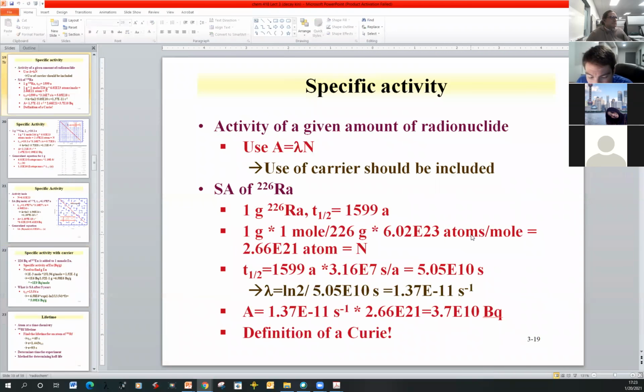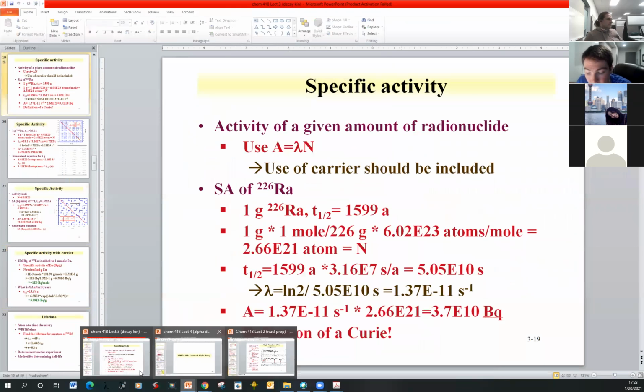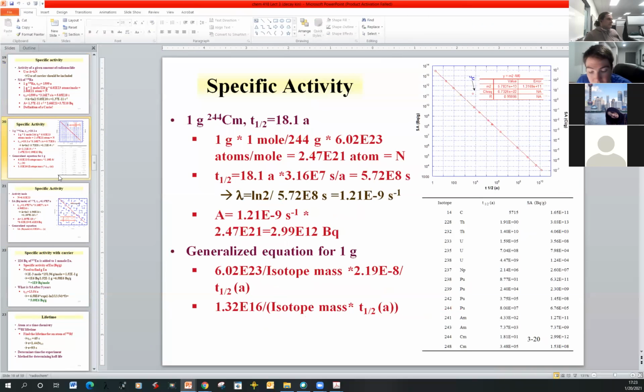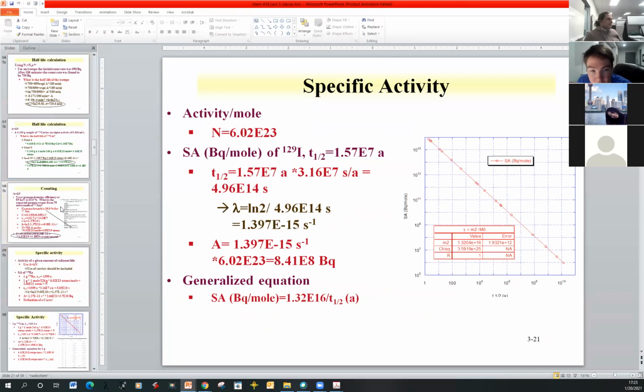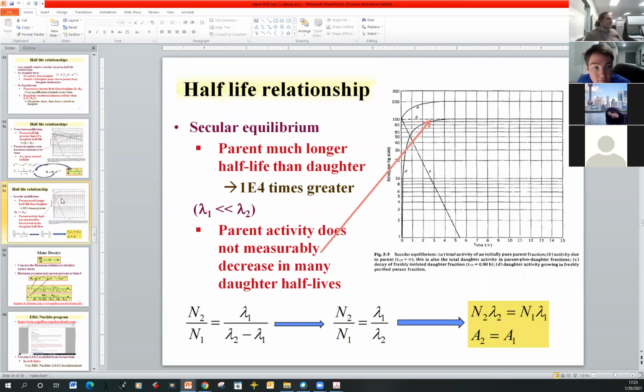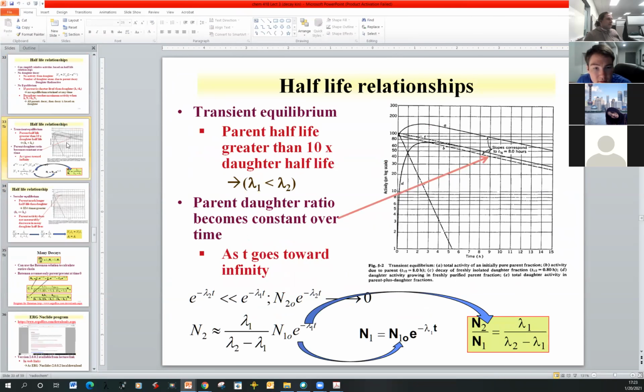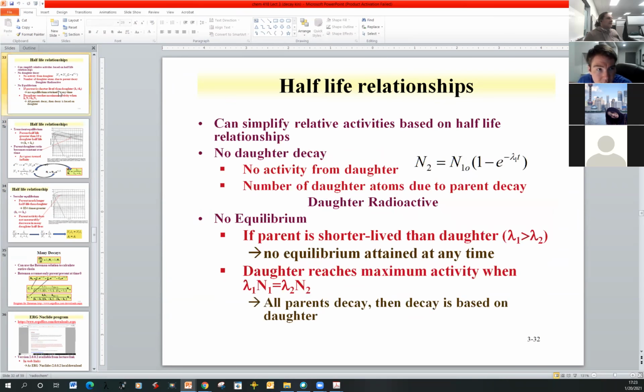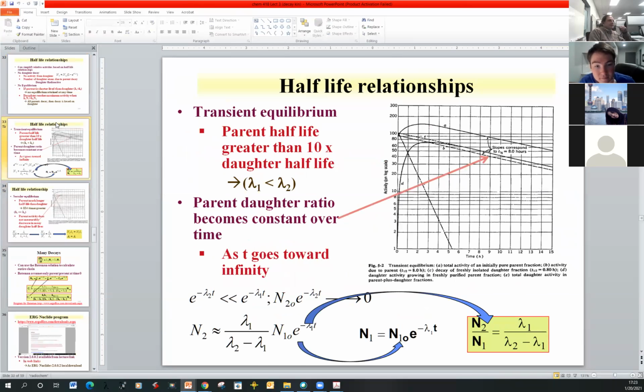Then I just wanted to note, when we were talking about half-life relationships and things like that in lecture 3, when we have a non-equilibrium situation, I think I was comparing what we talked about. So if we look at slide 32 and 31 in lecture 3, yeah, I think 32 and 33. The numbering might be slightly off.